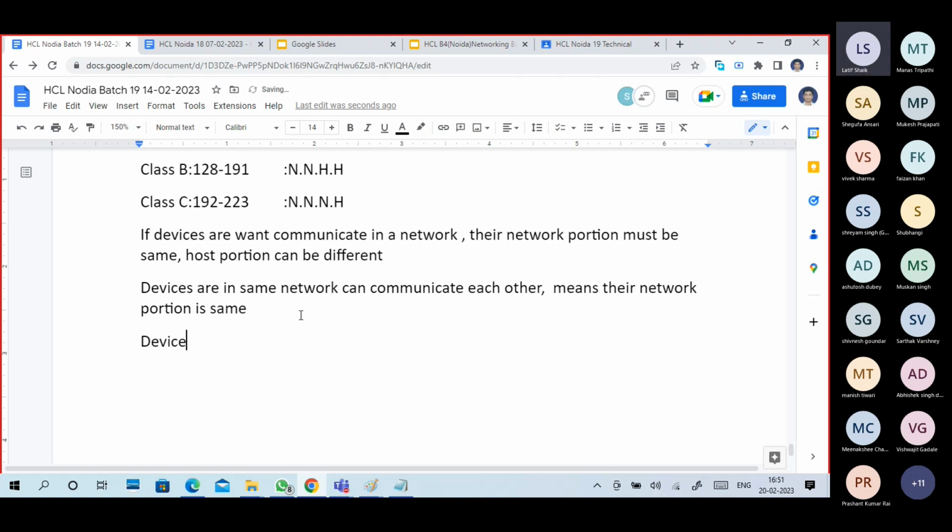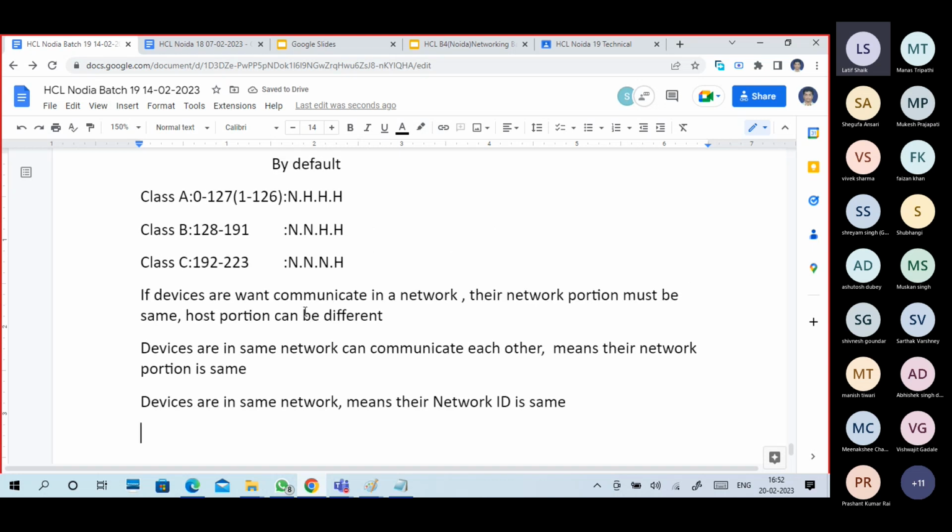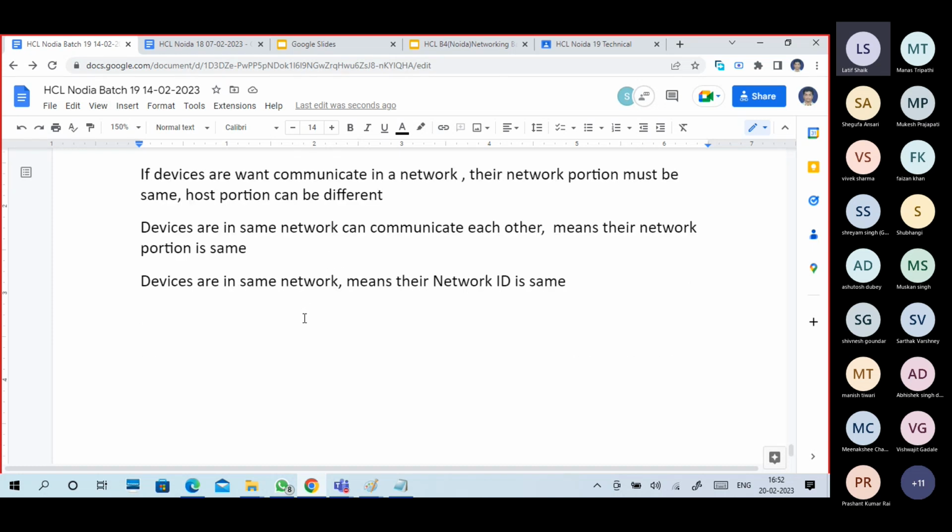One more added, I will tell that one, but same line, devices are in the same network. Means their network ID is the same. This is another statement. Both are the same, but little differences are there. But these three statements you have to follow.